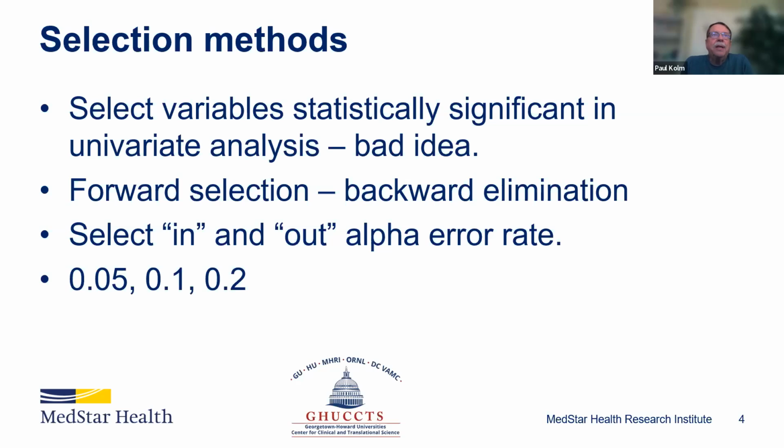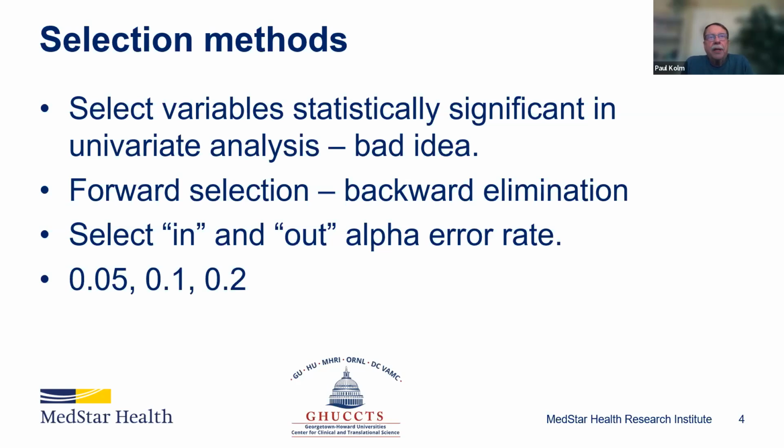And the reason is that if you leave out a variable that's not statistically significant in univariate analysis, it's very possible that variable could be an important predictor, even if it's not statistically significant in the full model. So that's, as I mentioned, something you don't want to do.